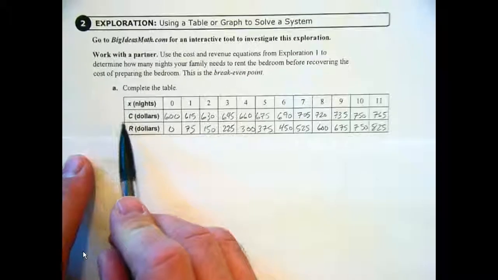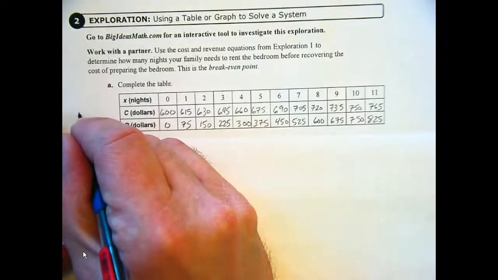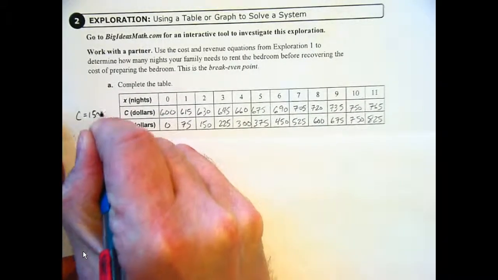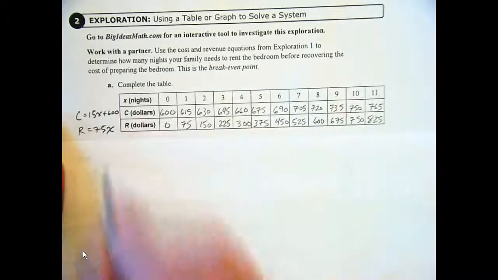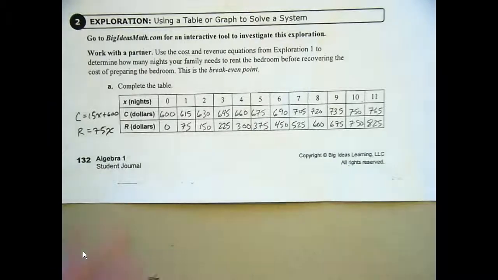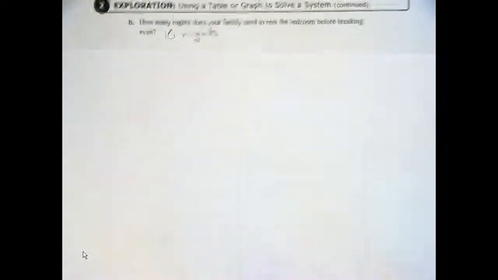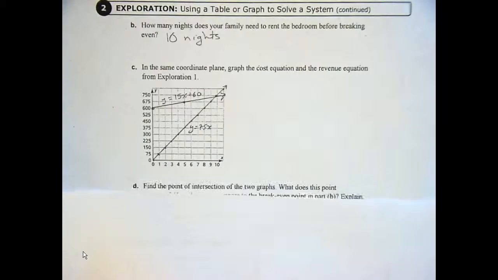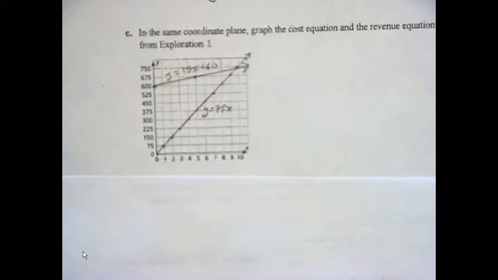So really what you have here are two different equations. You have the equation for cost, C equals 15x plus 600, and the equation for revenue, R equals 75x. Taking those two things and putting them into where your break-even point is. When they match up, what does that mean? Good. Not when they break even, when they cross.